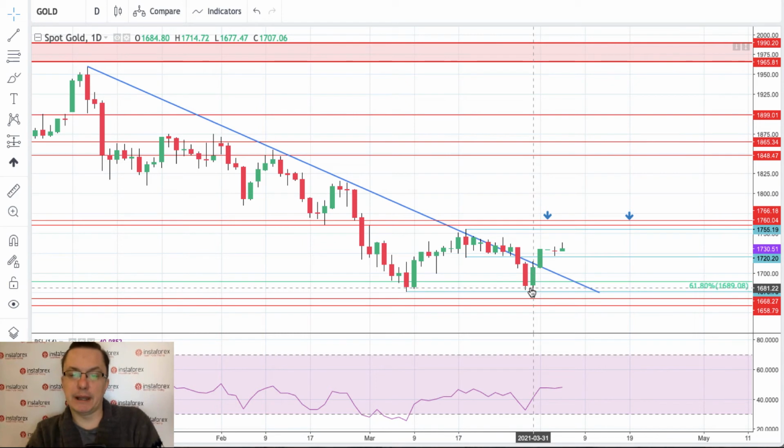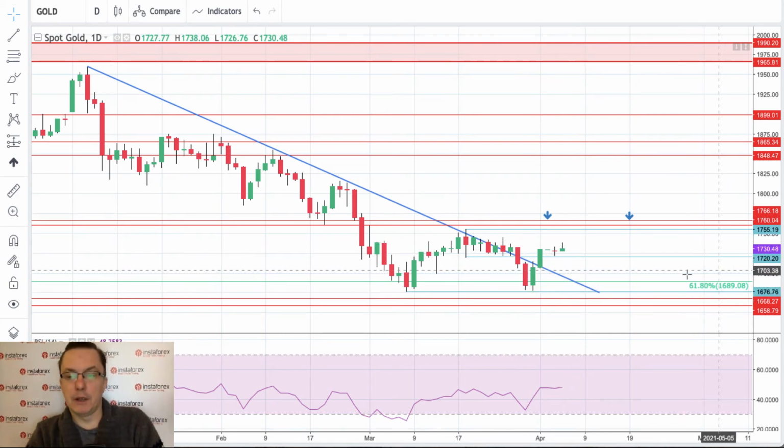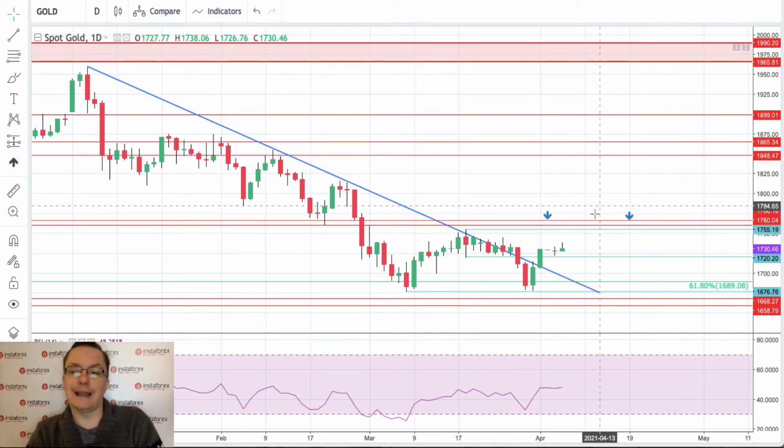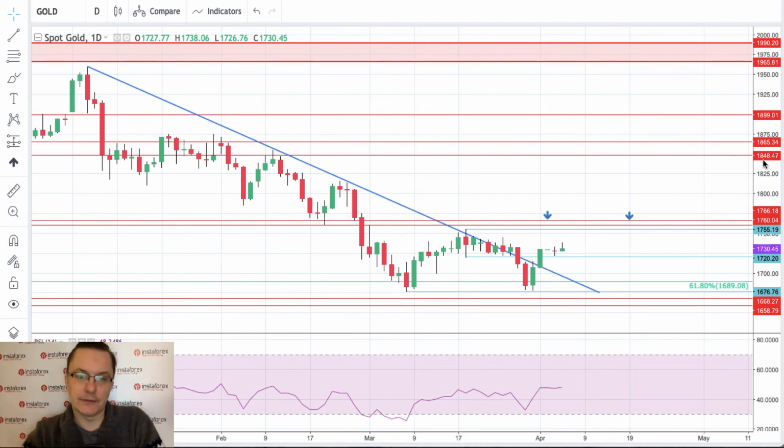So please keep an eye on a breakout below 1,720. This is the technical support, of course, and 1,755.60. This is the key zone, the key levels that prevent the bulls to rally higher towards 1,848, because this is the ultimate target for the bulls if they manage to break out above this zone here that I've just mentioned.